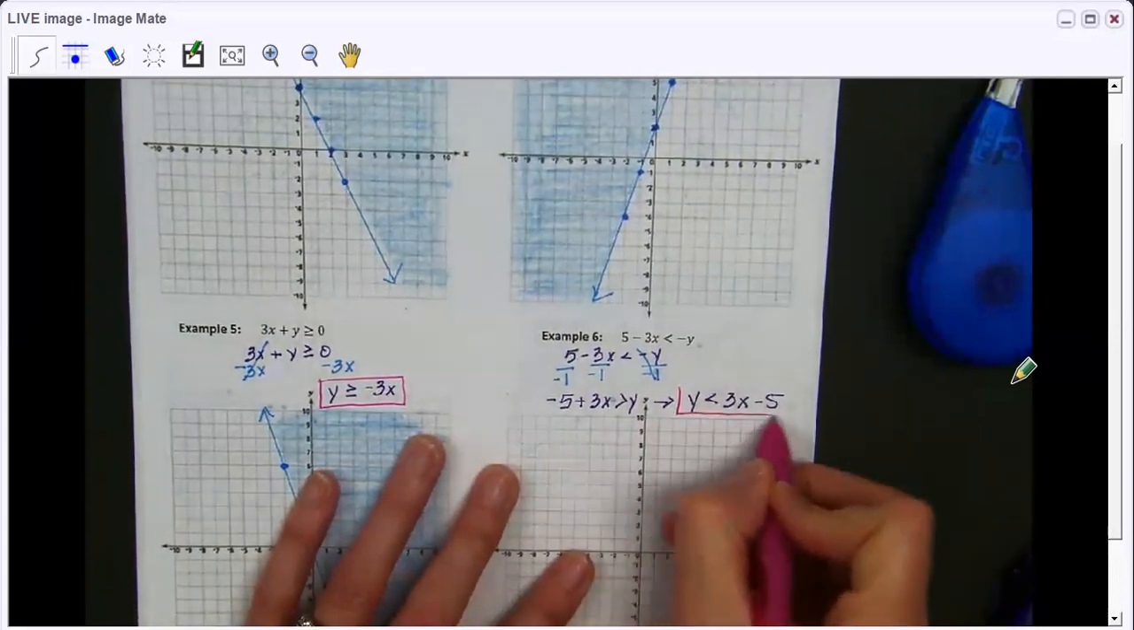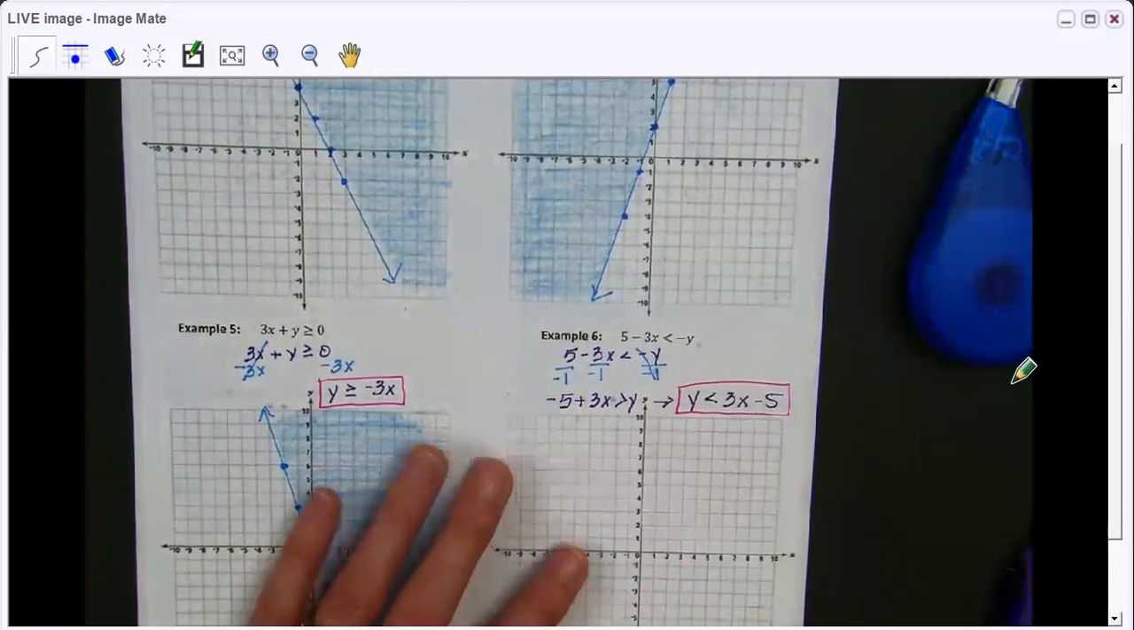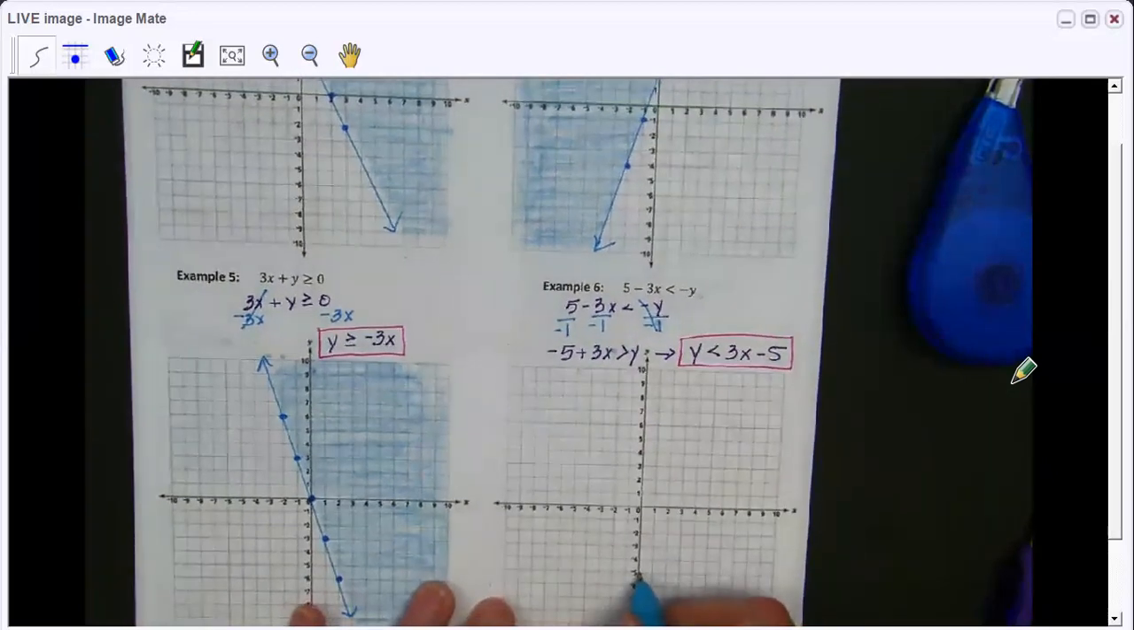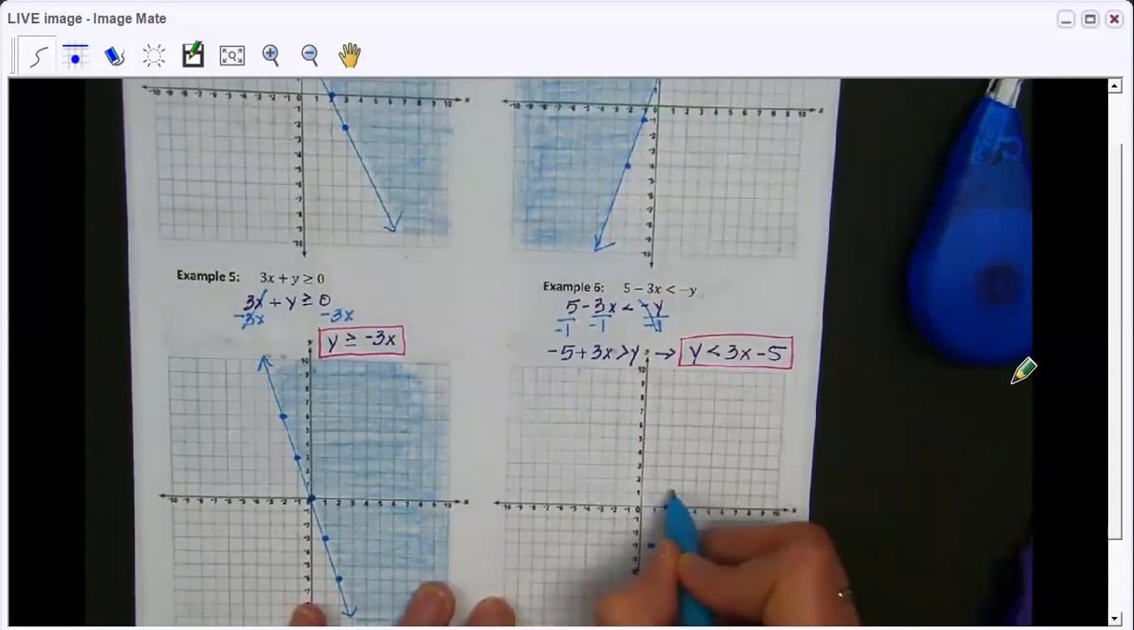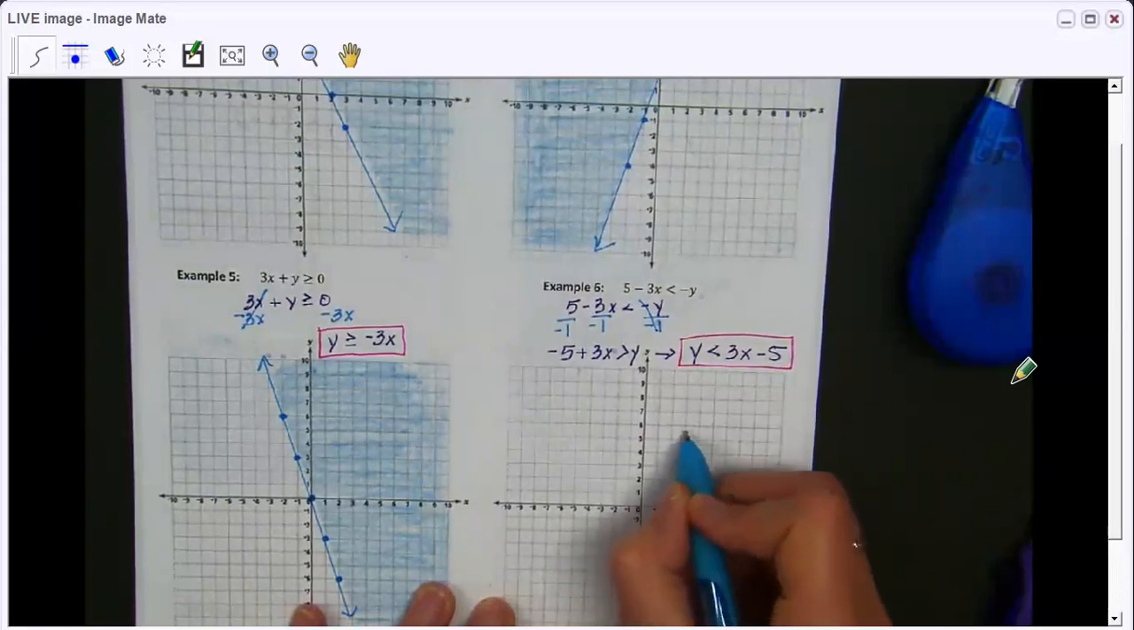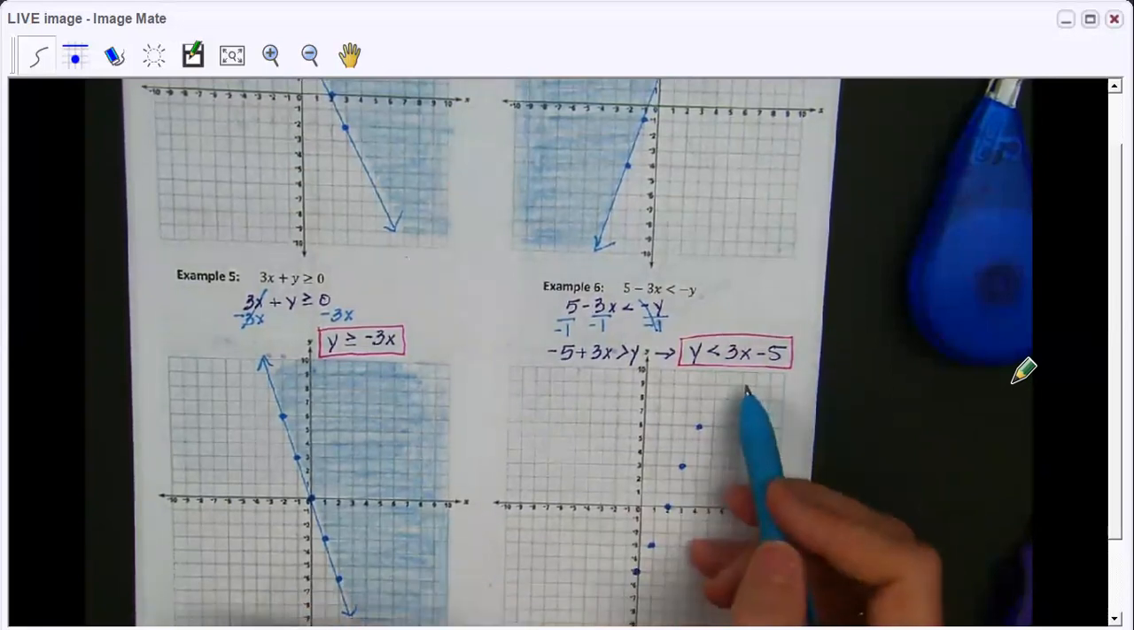So, and then you would just graph this one like normal. So plot a point at -5 on the y-axis, rise 3, run 1, red. And this time you're going to have a dotted line.